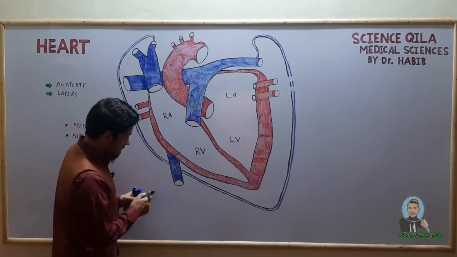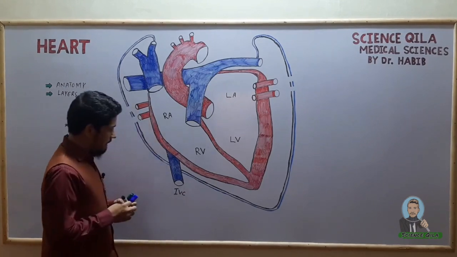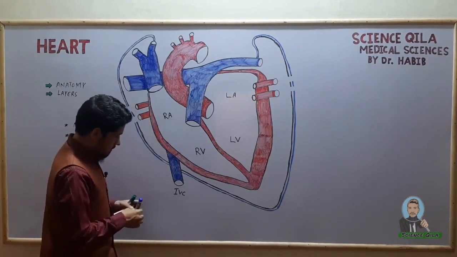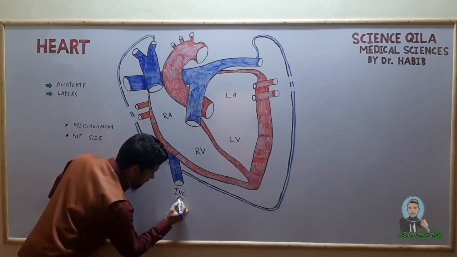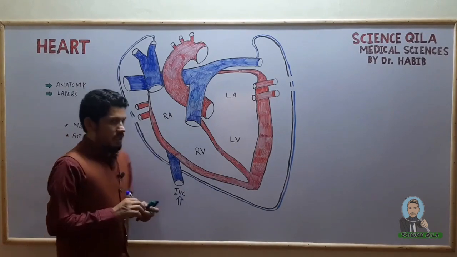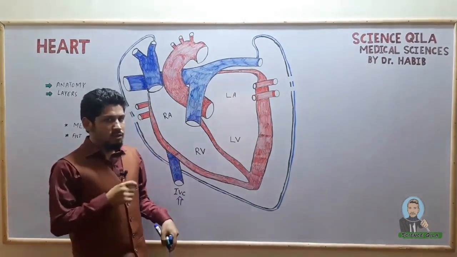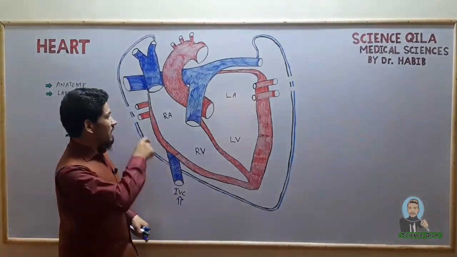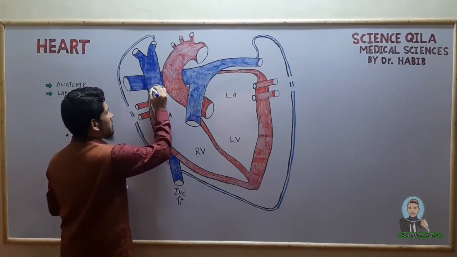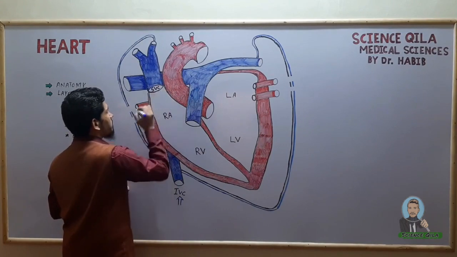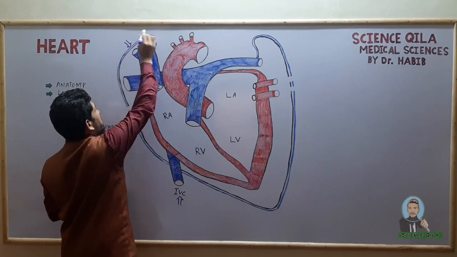We call it the inferior vena cava. So the blood from the lower parts of the body enters into the right atrium through this inferior vena cava. And from the upper parts of the body, like head, neck and upper limbs, the blood that has been used in these parts also enters into the right atrium through the superior vein. We call it the superior vena cava.